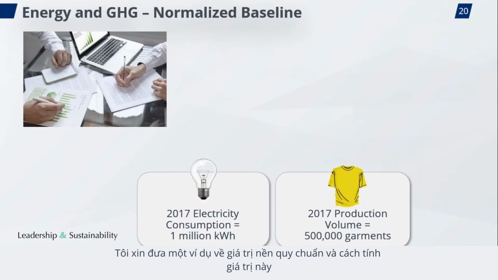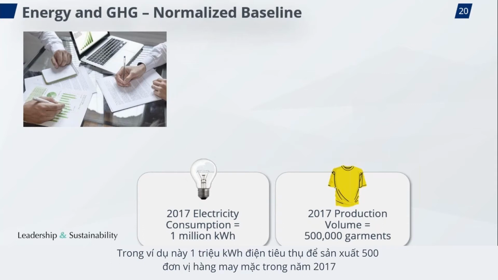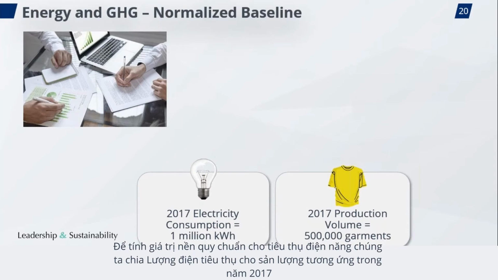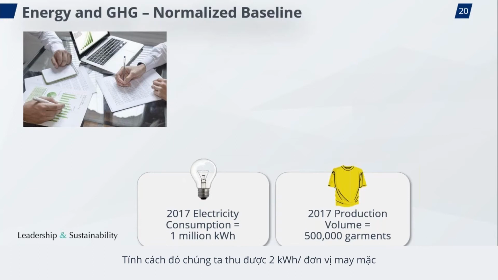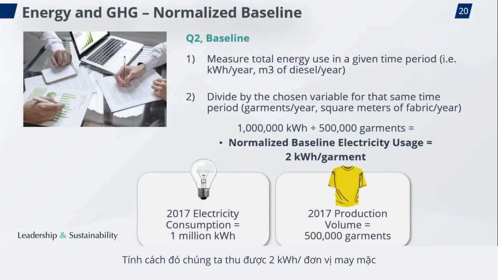And I also wanted to give you an example of a normalized baseline and how to calculate that. In our setting here, we consumed 1 million kilowatt hours of electricity, and we produced 500,000 garments, and the year here was 2017. In order to calculate the normalized baseline electricity usage, we divide the electricity consumption by the production volume in 2017. And this is how we achieve the result of 2 kilowatt-hours per garment.